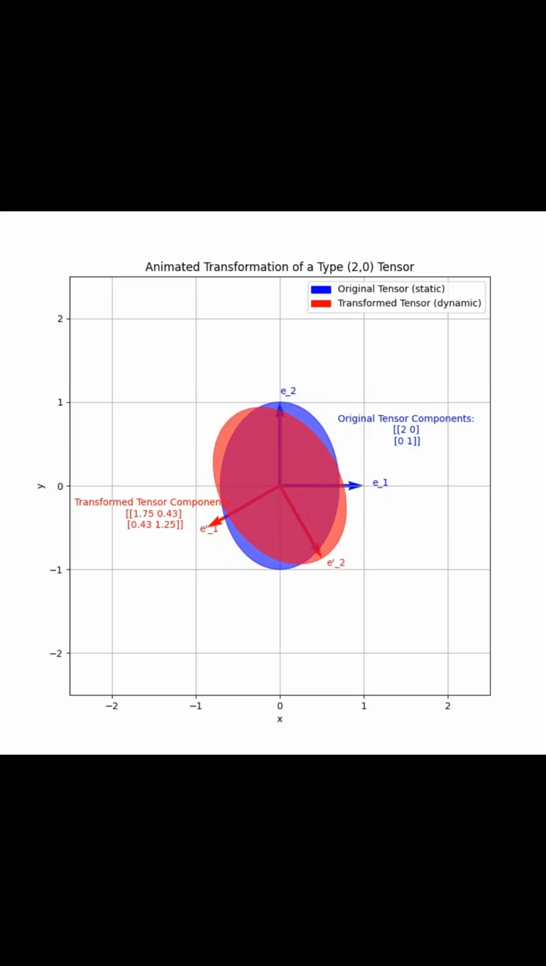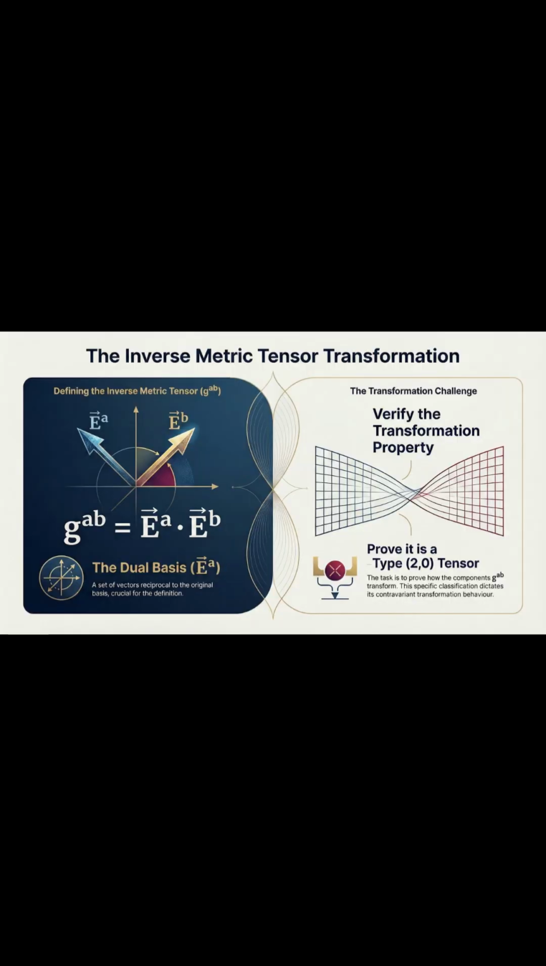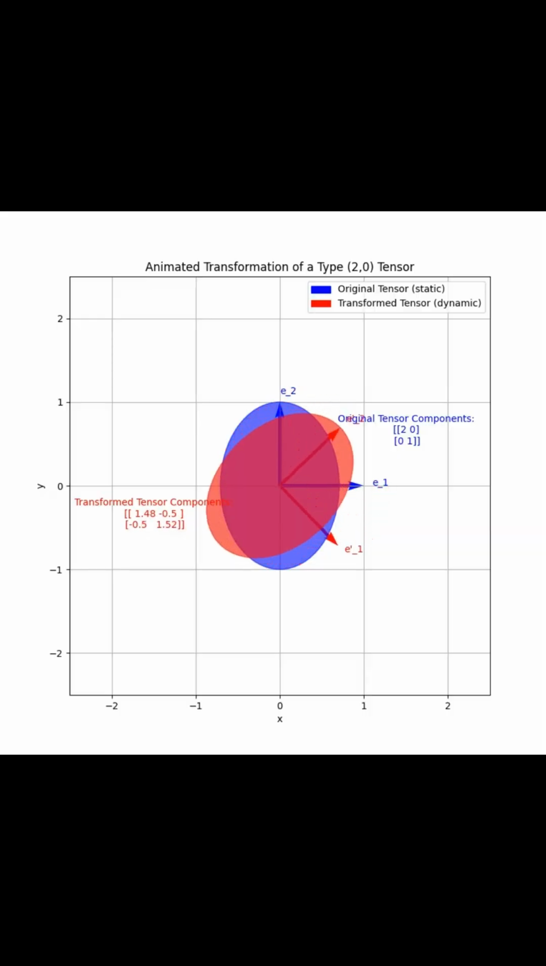And finally, let's look at the definition of the inverse metric tensor. We can define its components, which we write as G^AB, using what's called the dual basis. Really, it's just the dot product of the dual basis vectors. And this is important because it verifies that these components transform exactly as a type (2,0) tensor should.